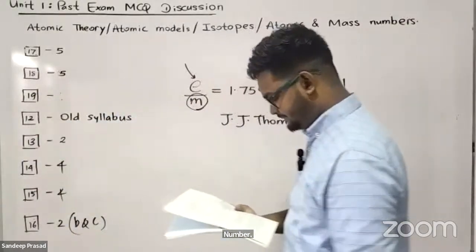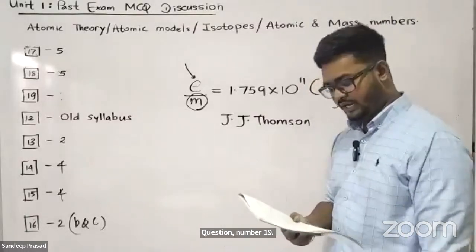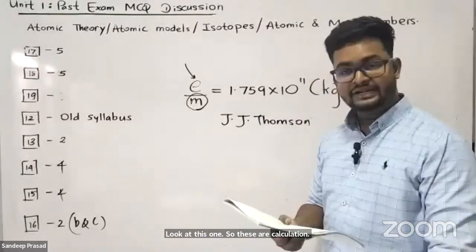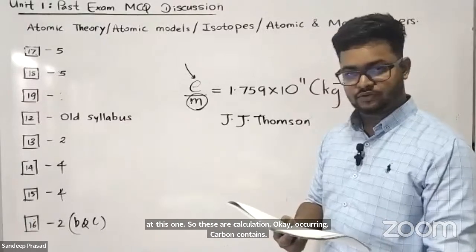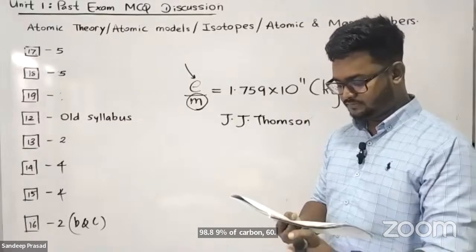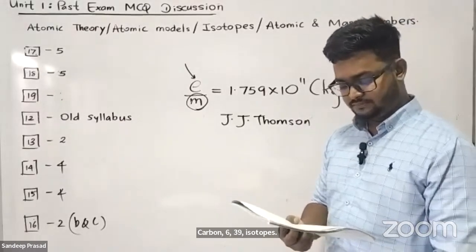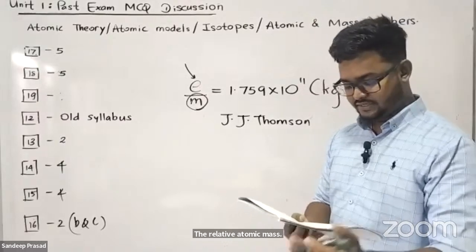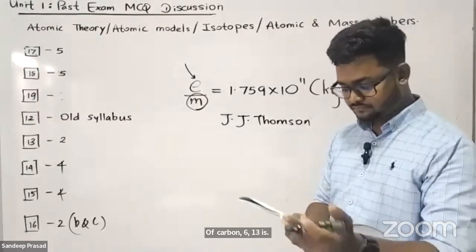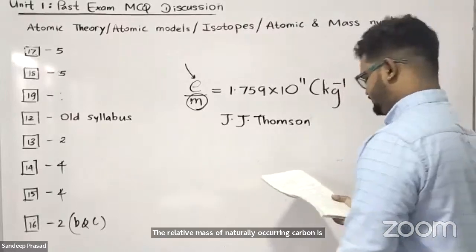Question number 19. Look at this one. So this is a calculation, okay? Naturally occurring carbon contains 98.89% of carbon-12 isotopes and 1.11% of carbon-13 isotopes. The relative atomic mass of carbon-13 is 13.033. The relative atomic mass of naturally occurring carbon is, look at this one, will you?